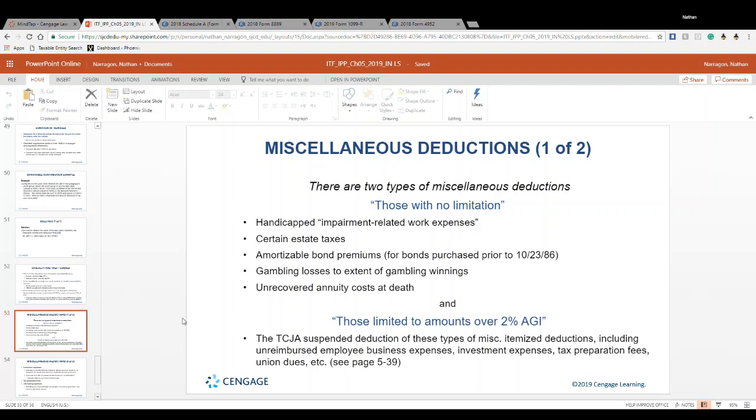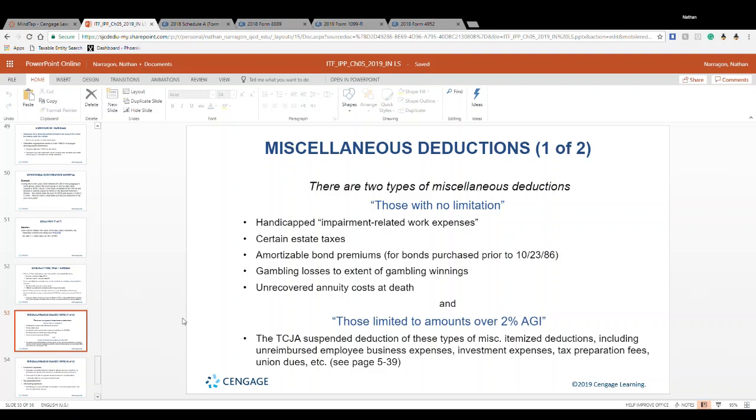Here we go. Some miscellaneous deductions to finish things off in this long video. Sorry guys, trying to get you all through. Okay, miscellaneous deductions. There are two types of miscellaneous deductions. Those with no limits. Those with no limits include handicapped impaired related work expenses, certain estate taxes that we may get into, and amortization of bond premium. So this is bonds purchased prior to '86, basically.